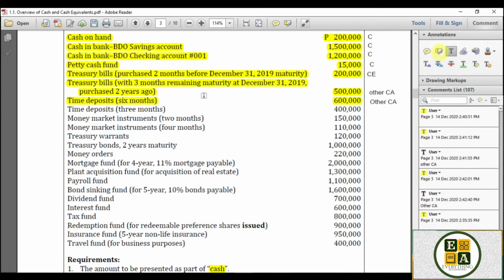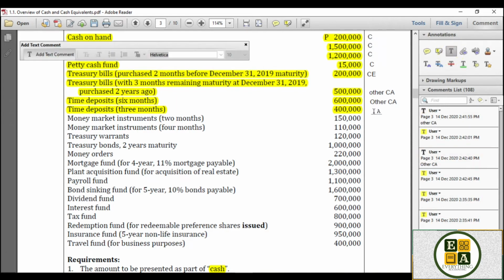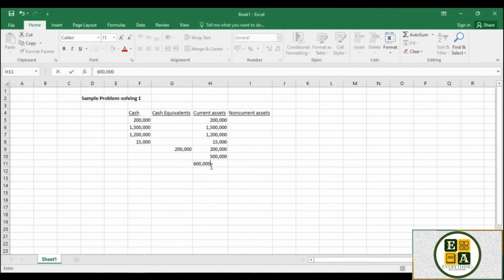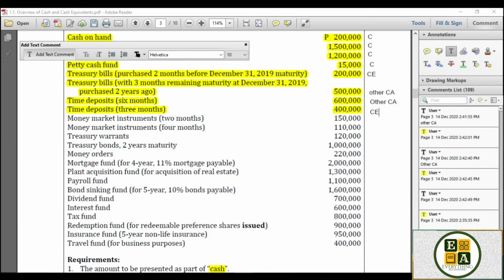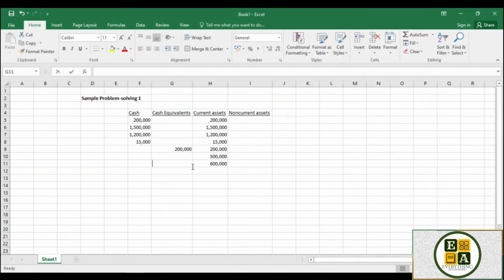Ito. Time deposits, another time deposits. This time, 3 months yung description. So, pasok agad as cash equivalent. Pasok siya as cash equivalent, papasok din siya as current asset. So, cash equivalent, magkano ulit yun? That is 400,000.